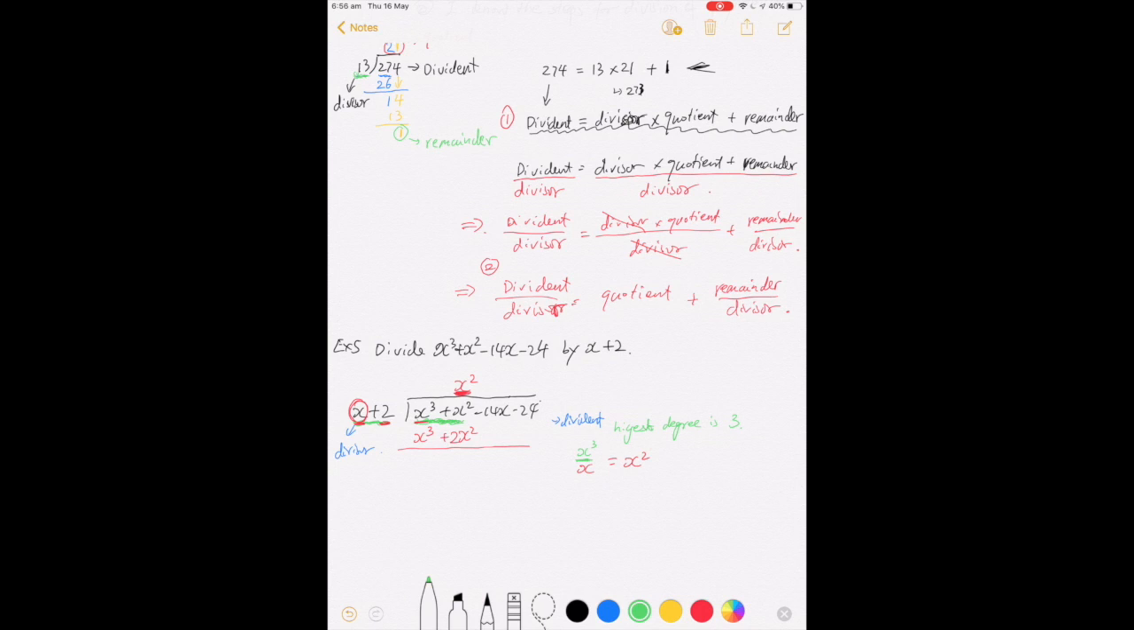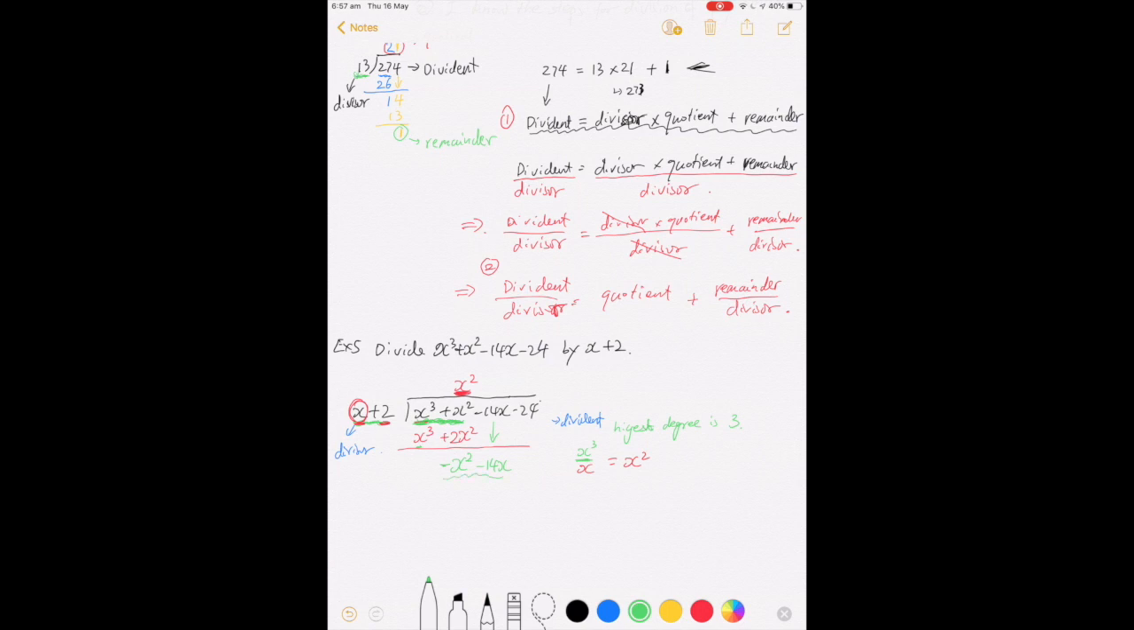Let me use a different color. So now x cubed minus x cubed is equal to 0, so it all cancelled. Now x squared minus 2x squared gives me negative x squared. Alright, so now we finished the first part. Now because our divisor is 2 terms, I'm gonna bring one more term down, so then I have negative 14x, so I bring it down.